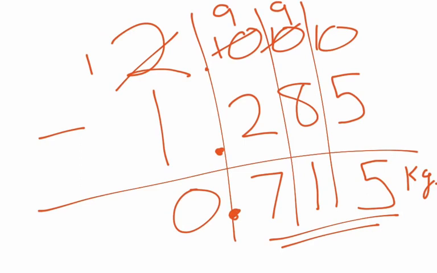So I subtract 1.285 from 2. Make sure you are annexing zeros to hold the place values, and subtract, and you get 0.715 kilograms of more ingredients he would need to make the trail mix.